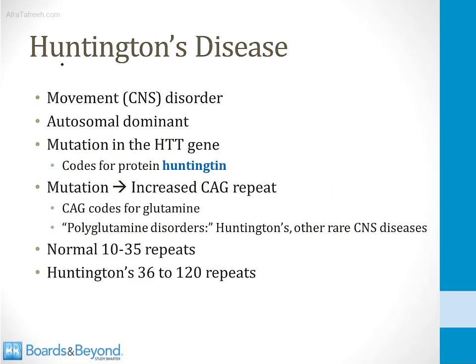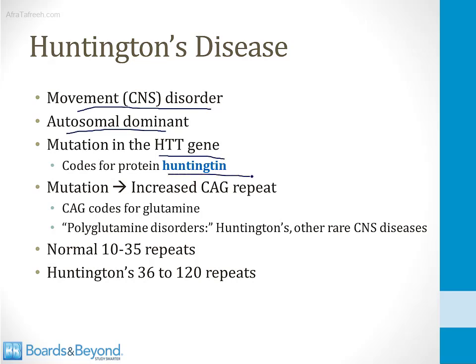Our next trinucleotide repeat disorder is Huntington's disease. I discussed this in detail in a video in the neurology section, but I'll briefly review its features here. Huntington's disease is a movement disorder that involves the central nervous system. It's an autosomal dominant disorder that is caused by mutations in the HTT gene, which codes for the protein huntingtin.